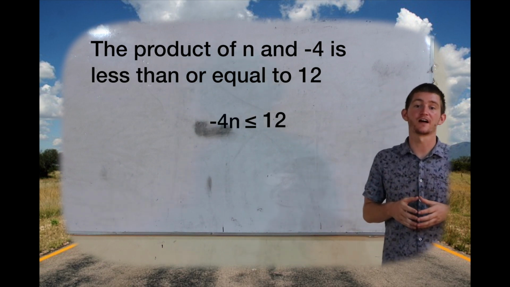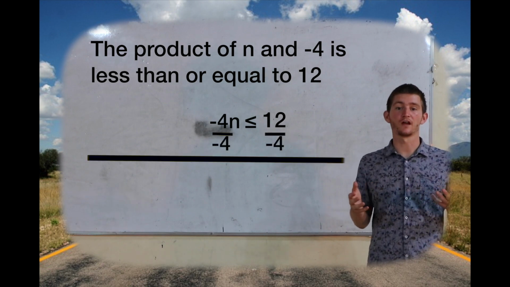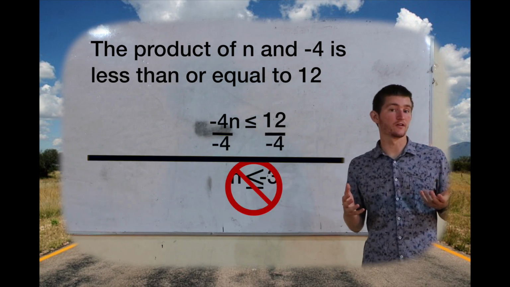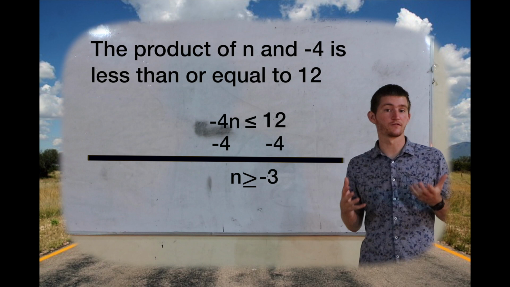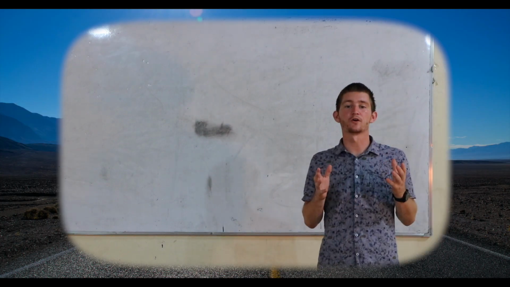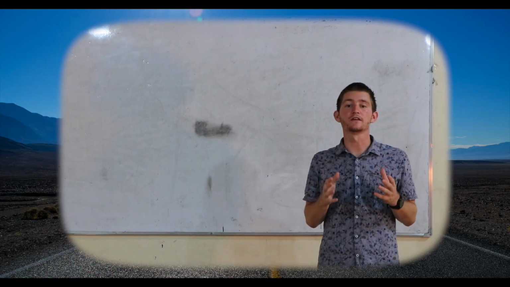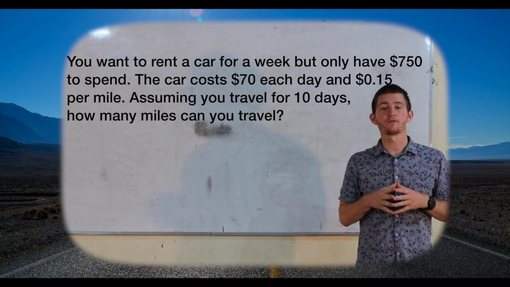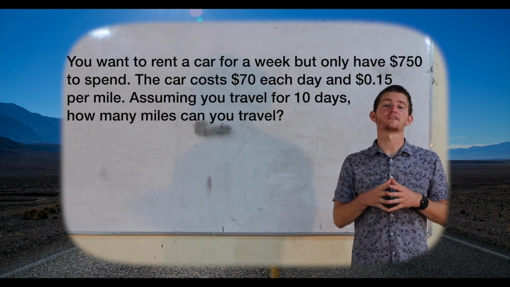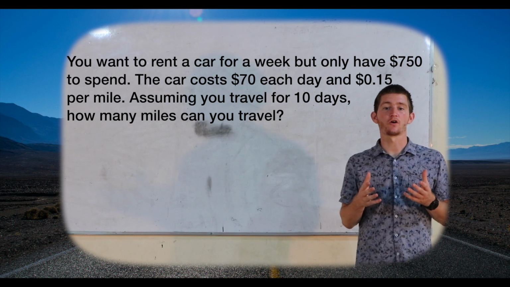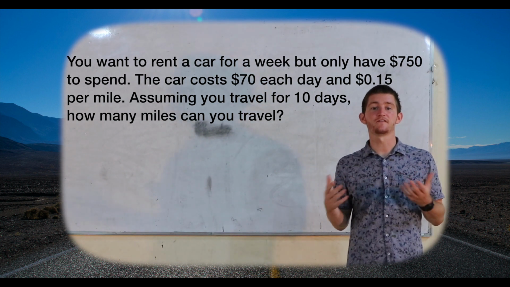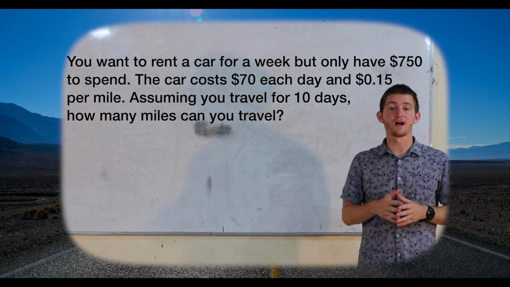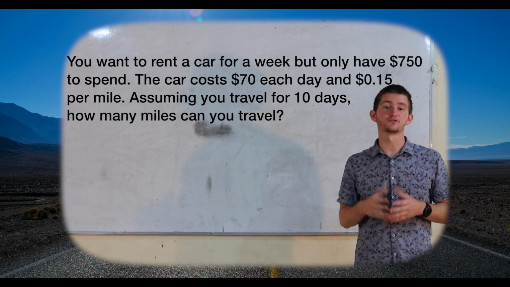To simplify, we can divide both sides by negative 4, and we're left with n greater than or equal to negative 3. Remember, it is not n less than or equal to negative 3, because you need to flip this sign. Now we're going to do a bigger word problem together to really cement our ability to translate and solve inequalities. You want to rent a car for a week, but only have $750 to spend. The car costs $70 each day and 15 cents per mile. Assuming you travel for 10 days, how many miles can you travel?